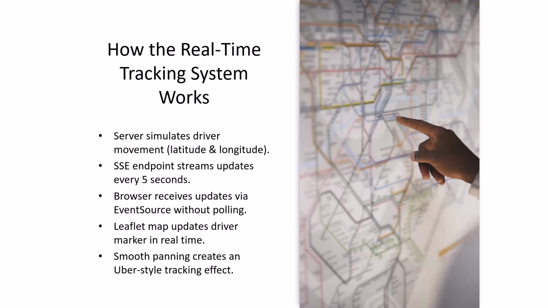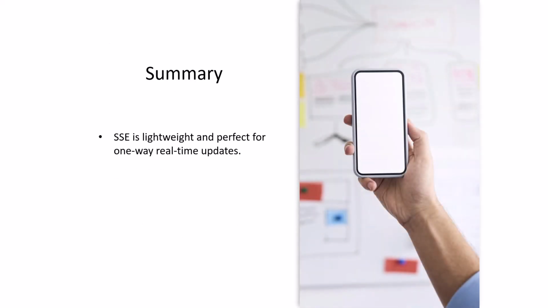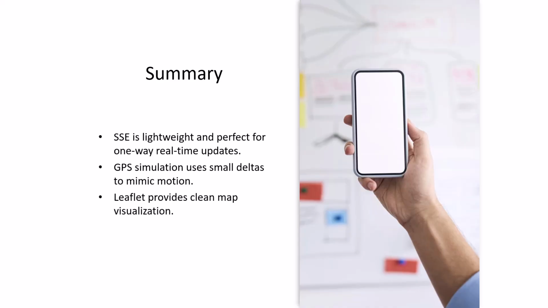So let's see the summary of what we learned today. SSE works extremely well for one-way server-driven updates like real-time location tracking. We simulated motion with small coordinate deltas, visualized the driver on a Leaflet map, and relied on EventSource for continuous streaming. In just a few steps, we achieved a fully functional Uber-style tracking demo in ASP.NET 10.